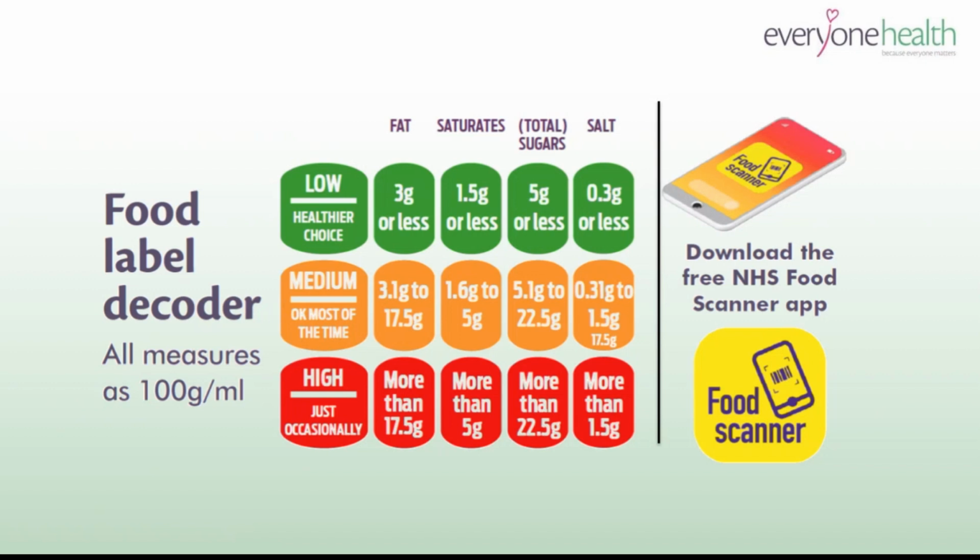So if we're saying amber's okay to have most of the time and we're having 3.1 grams of fat, for example, that's going to be okay to have most of the time. Actually, it's going to be a healthier choice because it's going to be very close to being in the green. However, if we're having 17.5 grams of fat in amber, you could argue that isn't okay to have most of the time. So the range is quite big.